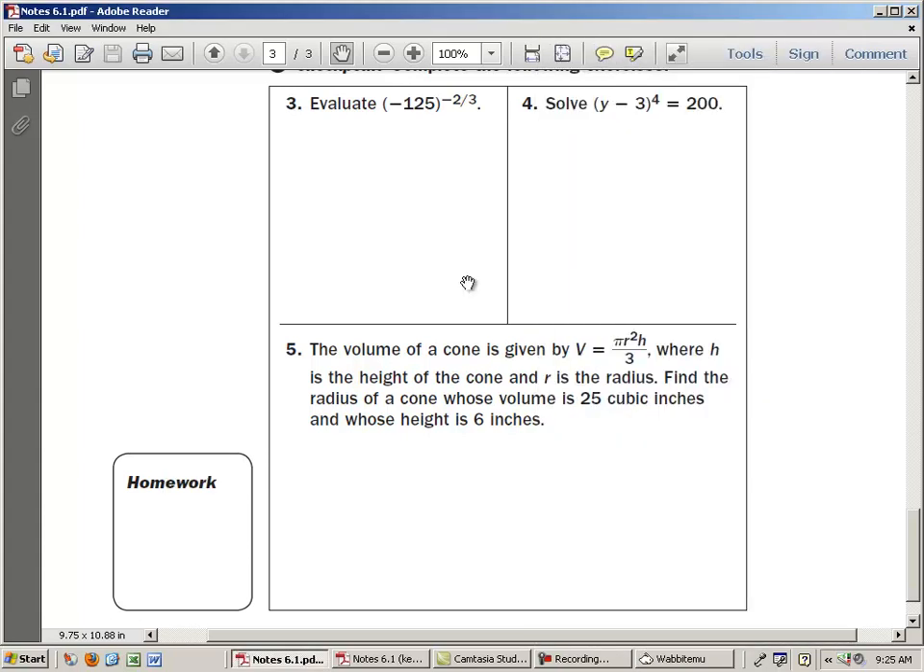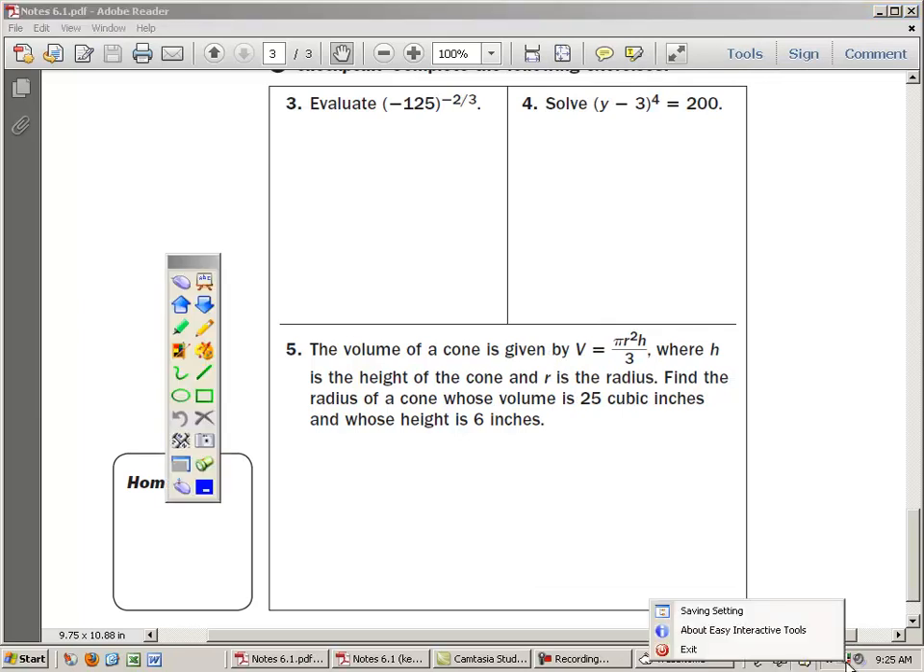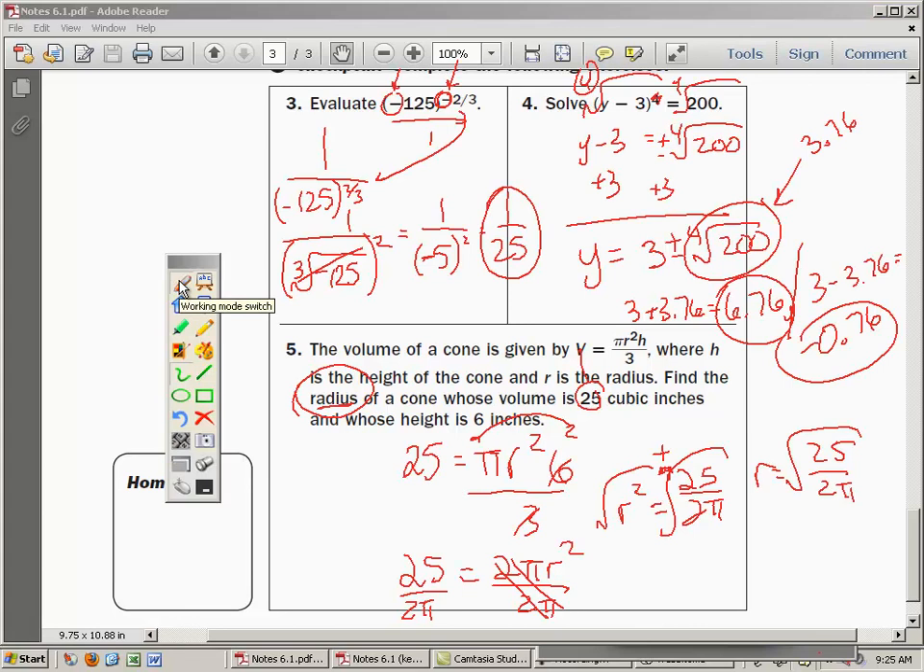So that tells me that the radius is roughly 1.99. And all of these units were in cubic inches and inches, so that must mean that this is in inches. All right, and so that concludes our first lesson on Chapter 6.